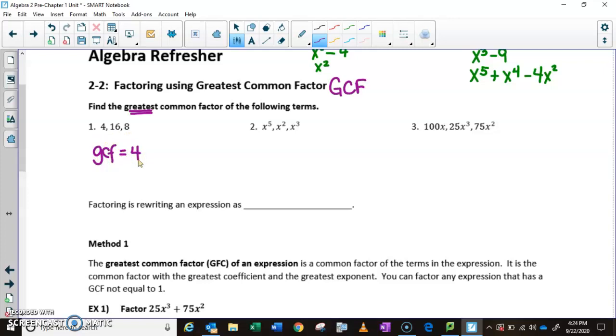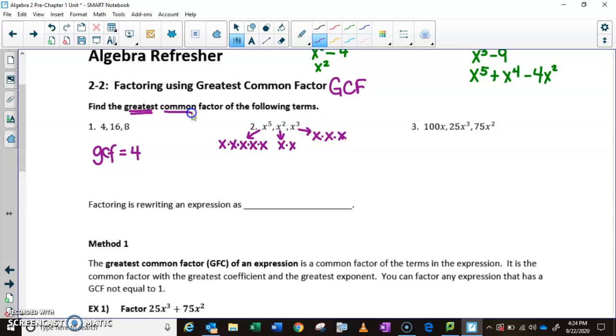Number 2, x to the 5th, x squared, and x cubed. When they are variables, let's think back to what does x to the 5th mean? Well, x to the 5th by definition means 5 factors of x: x times x times x times x times x. X squared means x times x, and x cubed means x times x times x.